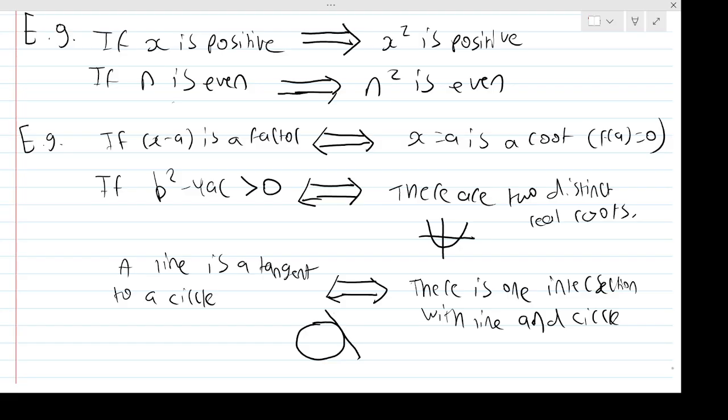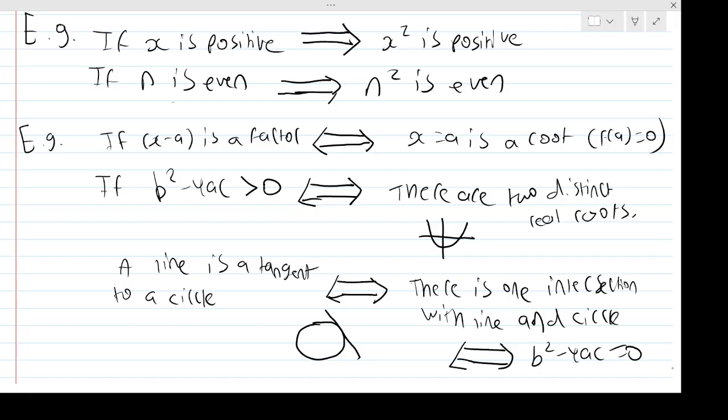Okay, and as a result, we can do another if and only if to say that the discriminant would be equal to 0 if we equated them together, the line and the circle, which gives us a quadratic. That quadratic would have a discriminant equal to 0 because there is one real root there.